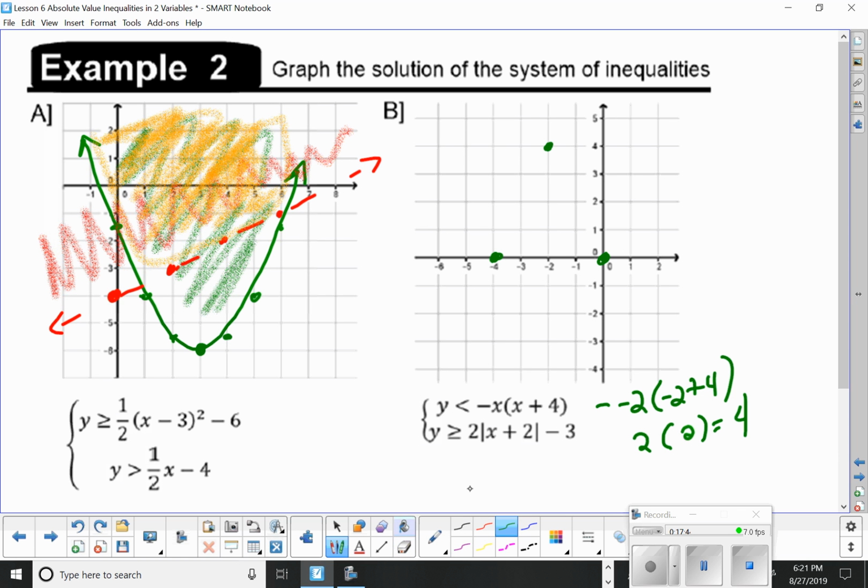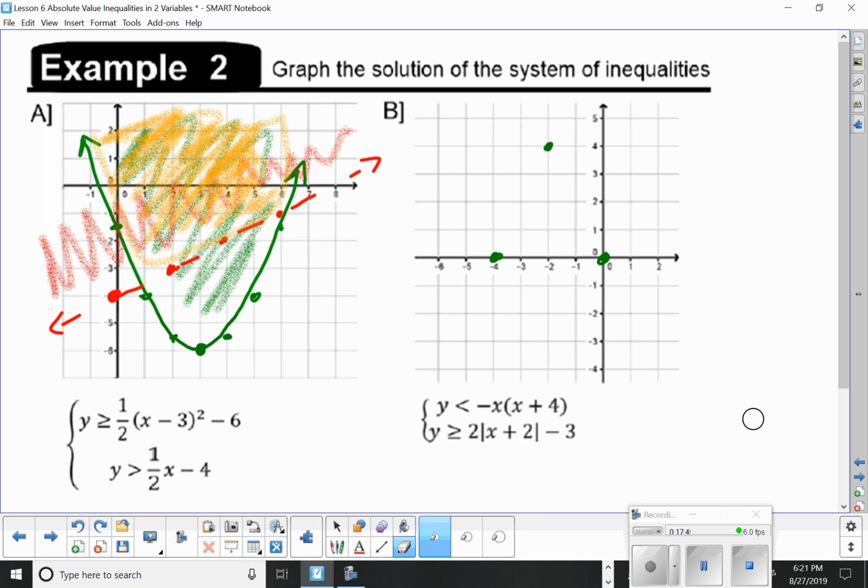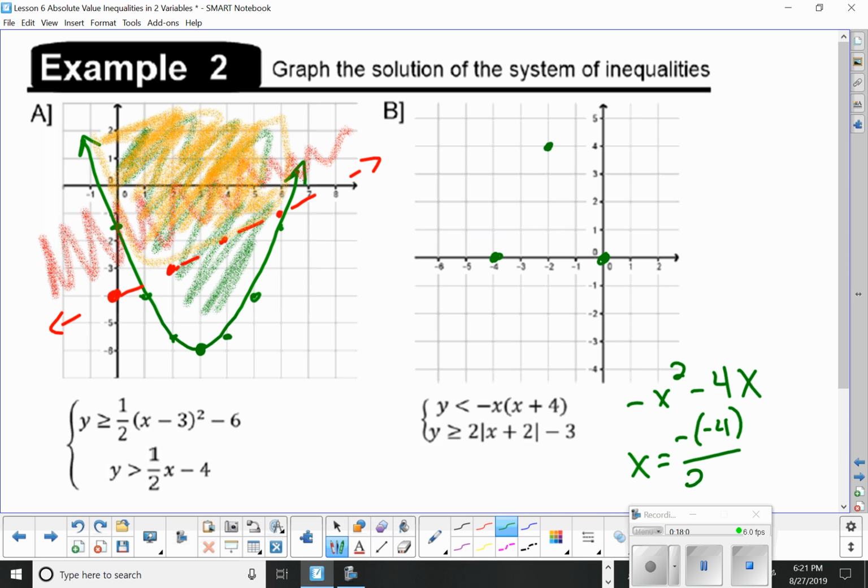A couple of different ways to do it. You could also, another option, in addition to that one, because I run out of room here, you could get -x squared minus 4x. You now have x is equal to -b over 2 times a. So that's 4 over -2, which is -2. Boom, our x. Then you can plug -2 in here or into here, and you would get 4. Okay, so lots of ways to solve the same problem.